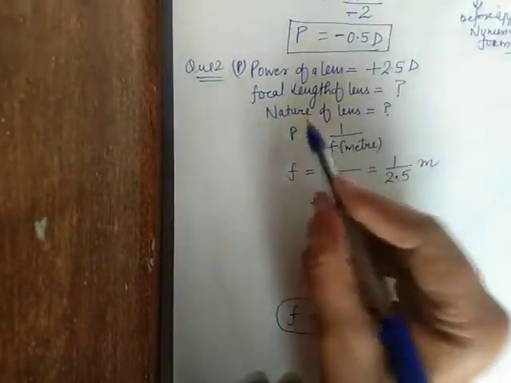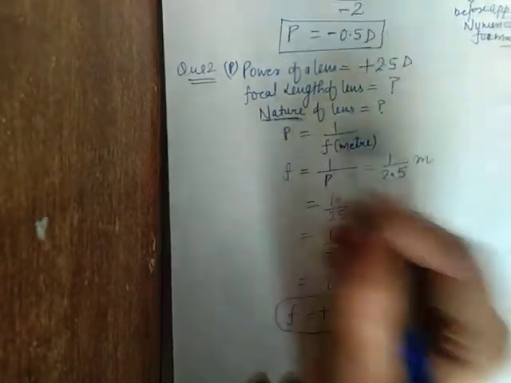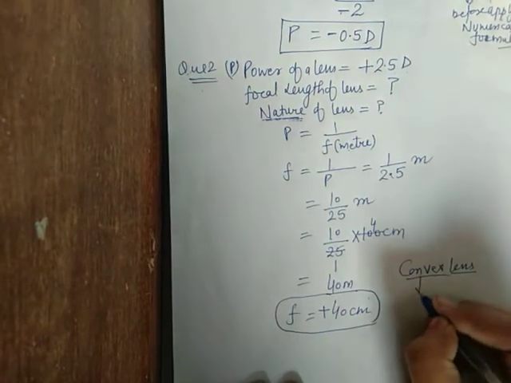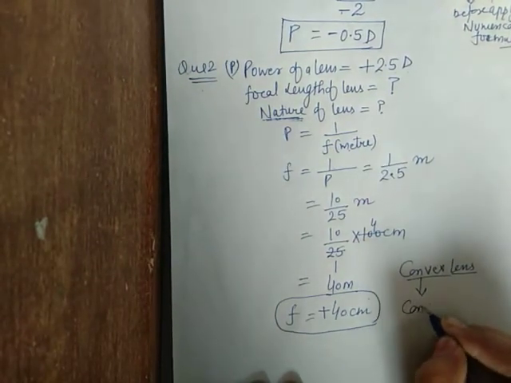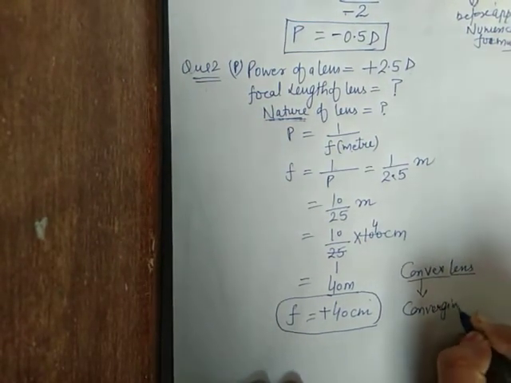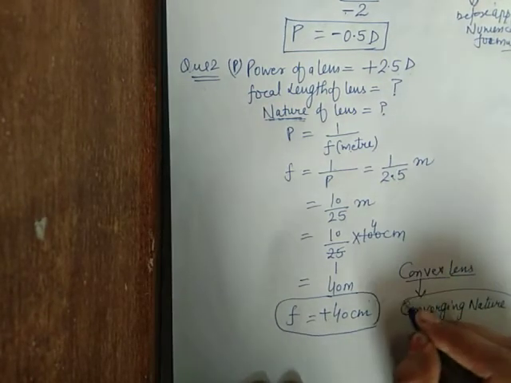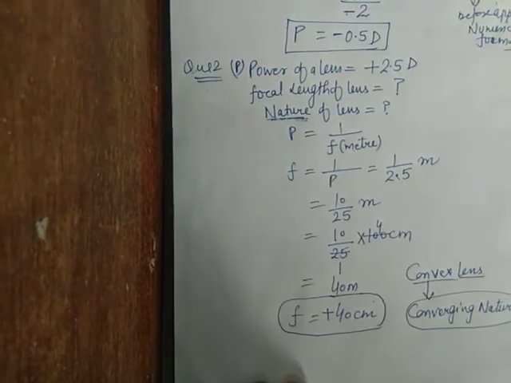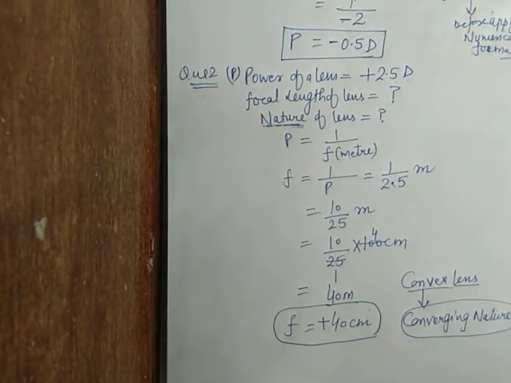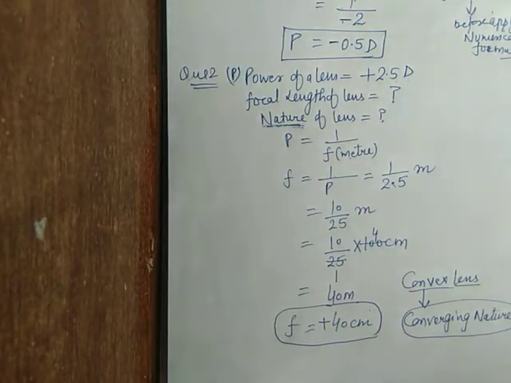Kindly note, the question is being asked about nature, not name. So what is the nature of the lens? That is converging nature. So nature is converging nature. So these were some numericals that are very important regarding power of a lens.